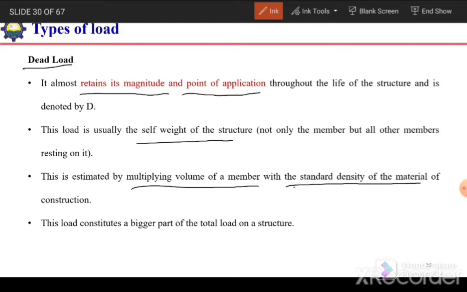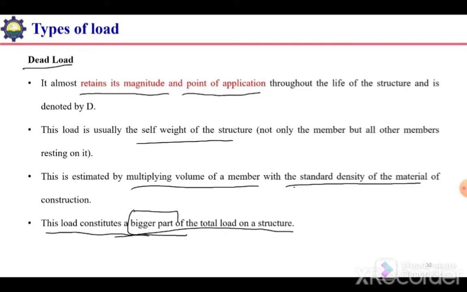For example, if we want to calculate the dead load of a slab, we will multiply the dimensions, length, width and depth or thickness of the slab, with the density of the material. This load constitutes a bigger part of the total load. So the proportion of this dead load is highest among all the applied loads, or we can say in the gravity loads.